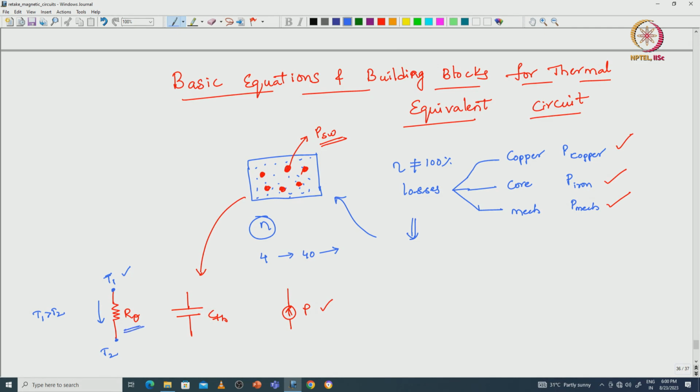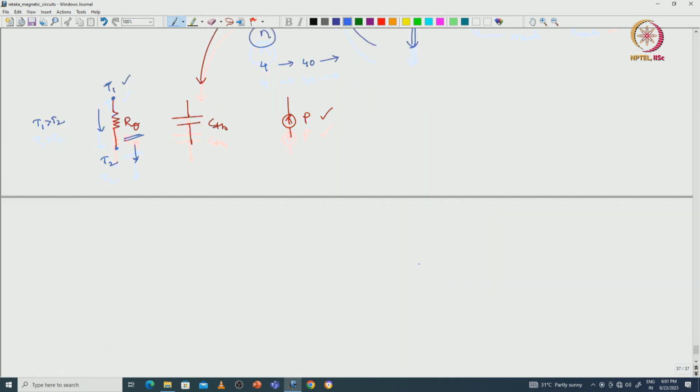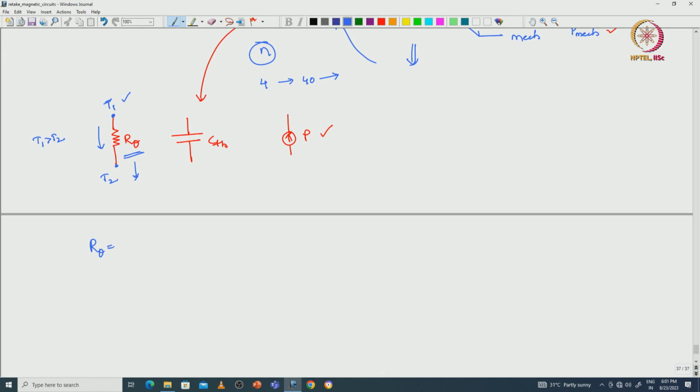The thermal resistance is not a dissipating element. It will offer impedance to the heat flow as per the material type. So, thermal resistance R theta is equal to the change in temperature, or difference in temperature between the two nodes, divided by power loss. It will give the thermal resistance. Already we have derived this equation. This equation is an empirical equation, and the units are Kelvin per watt or degree centigrade per watt.